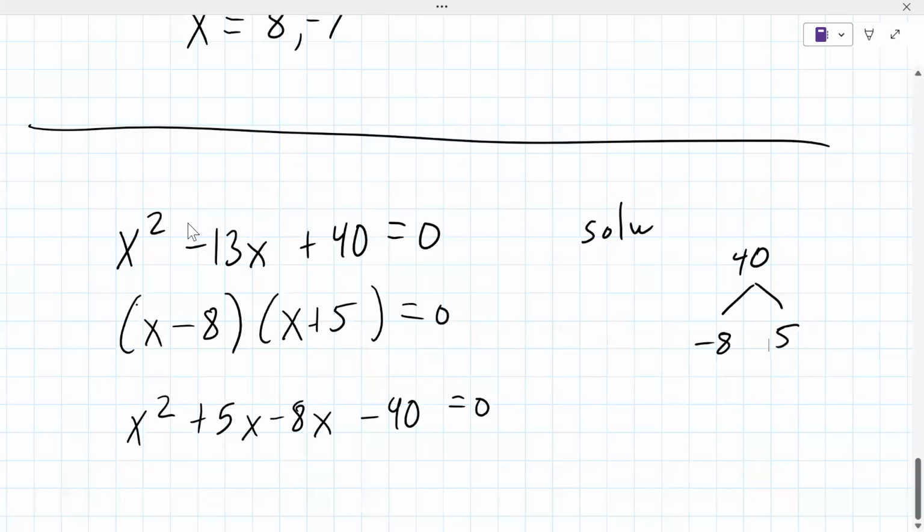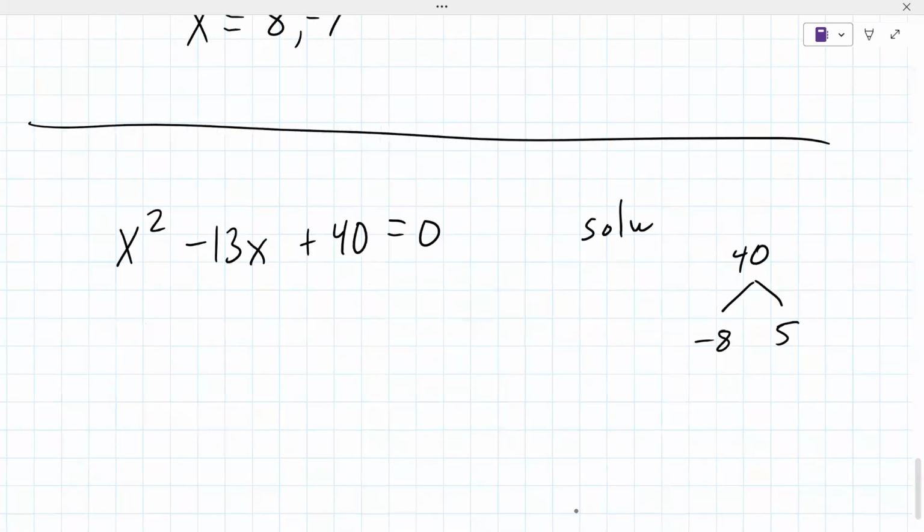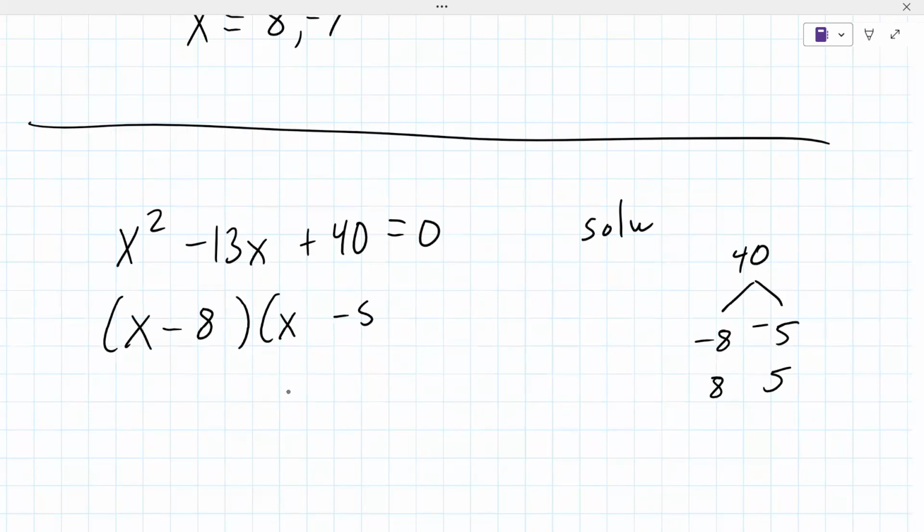So they're either both negative or they're both positive. So they'd both be negative? Yes. Okay.